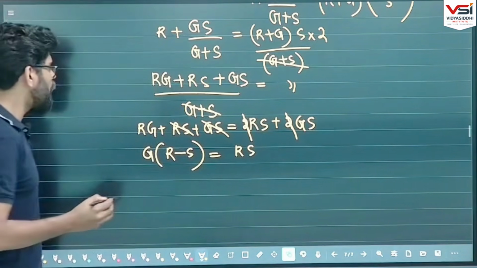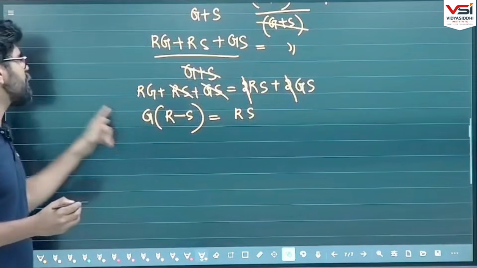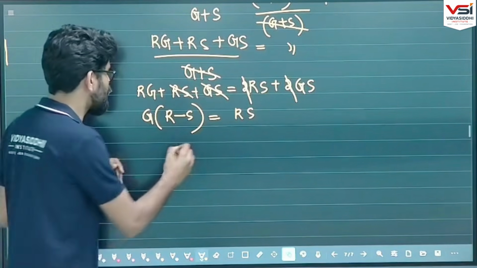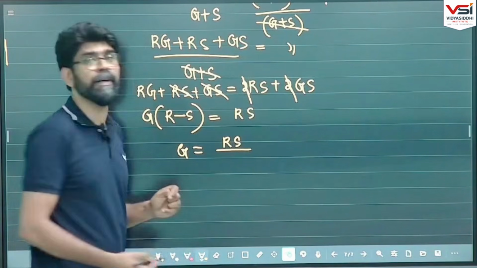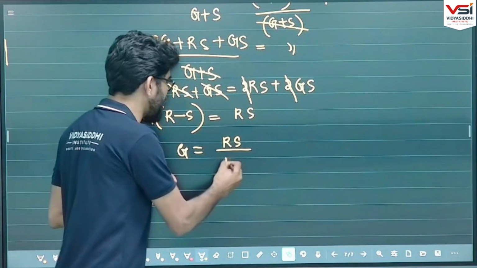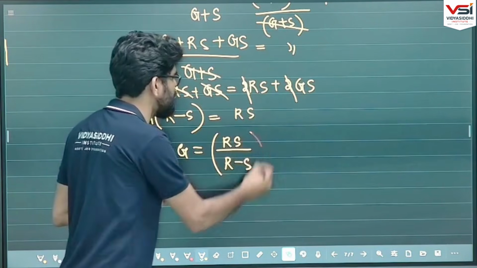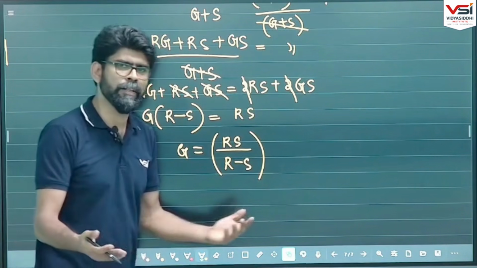So what is the resistance of the galvanometer? Yes, you got it as G is equal to RS divided by R minus S. So this is the expression for the resistance of the galvanometer.